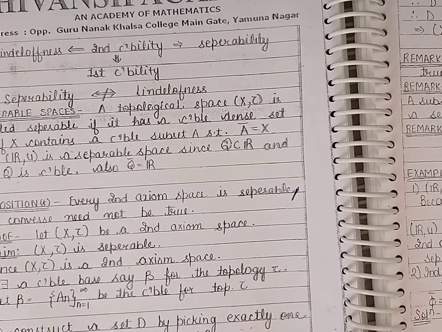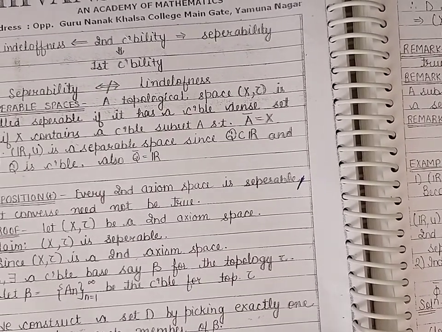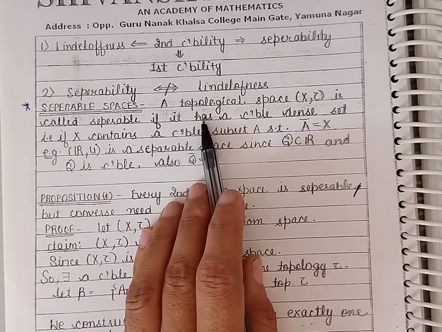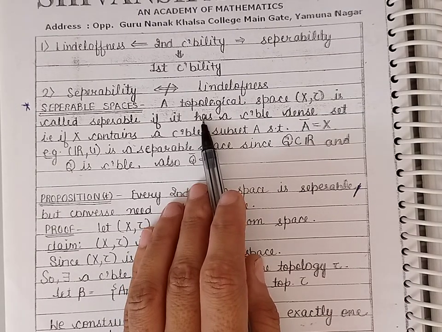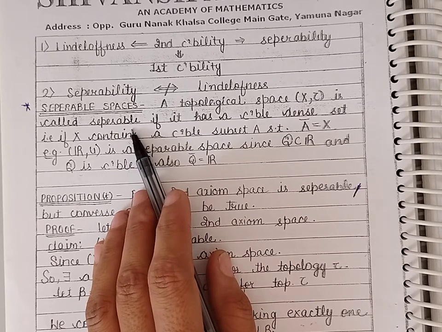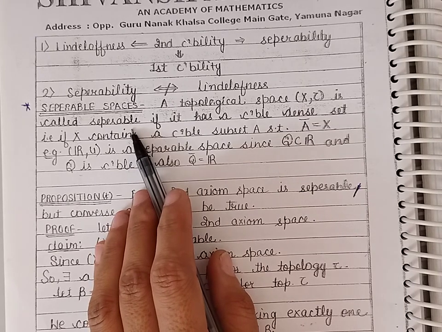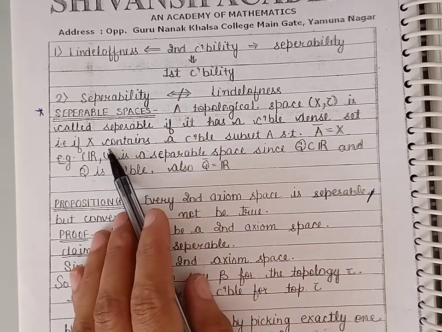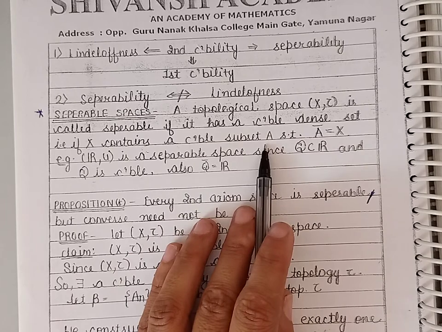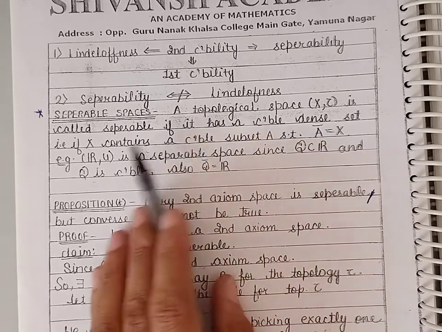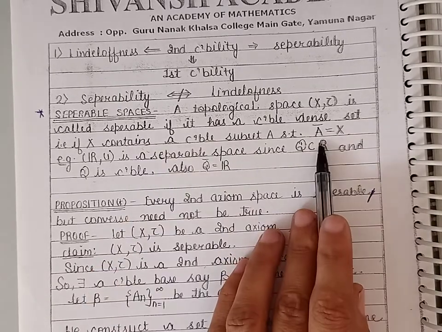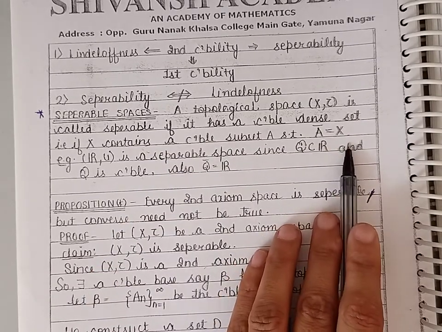Now, next we discuss separable topological spaces. A topological space (X, τ) is said to be separable if it has a countable dense set. This means X contains a countable subset A such that A is dense in X. A is dense in X means the closure of A is equal to X.